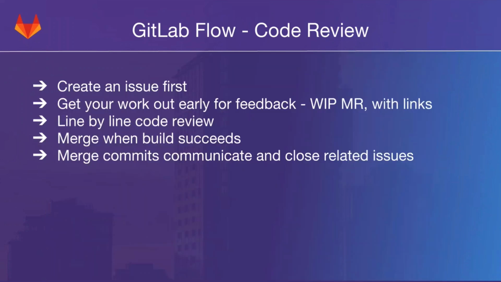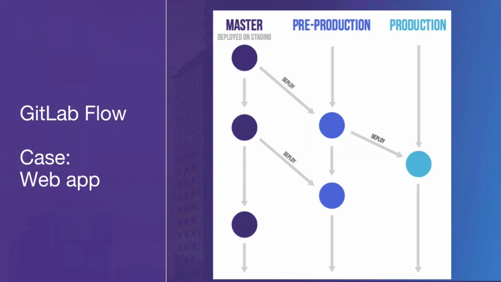So to recap, always start by creating an issue. Then make sure to get out your work early. Add WIP, work in progress, in front of it, and GitLab will disallow anyone from merging your merge request. Make sure to do code review, and use merge when build succeeds to make it easier and more efficient to merge stuff. And of course, your merge commits, depending on what is in there, will automatically communicate and close related issues. It's a really good demonstration.